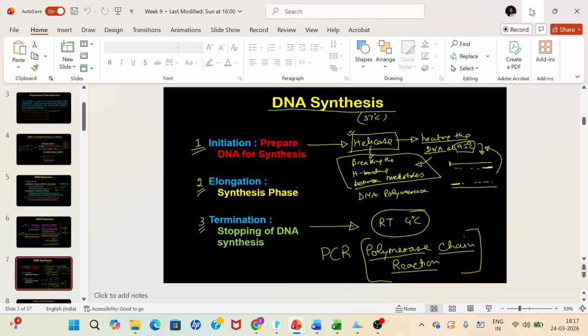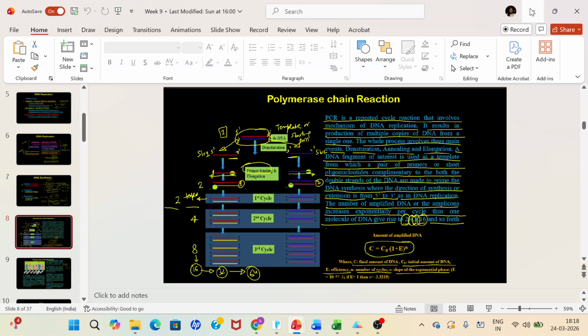And then the termination part. Now the process should be terminated after some point of time, after a fixed number of cycles. So for that we have the temperature of 4 degrees Celsius, at which the enzyme DNA polymerase stops working. So this is how it happens in the case of the polymerase chain reaction.